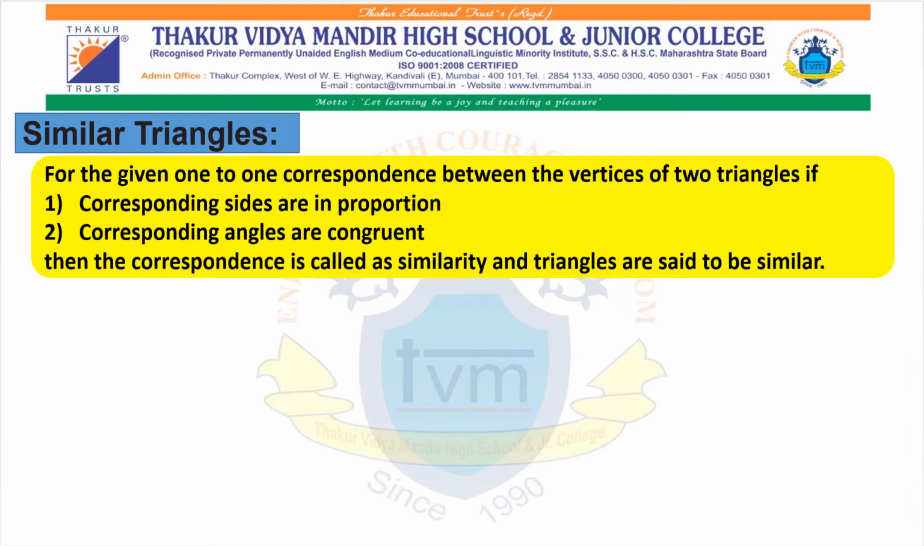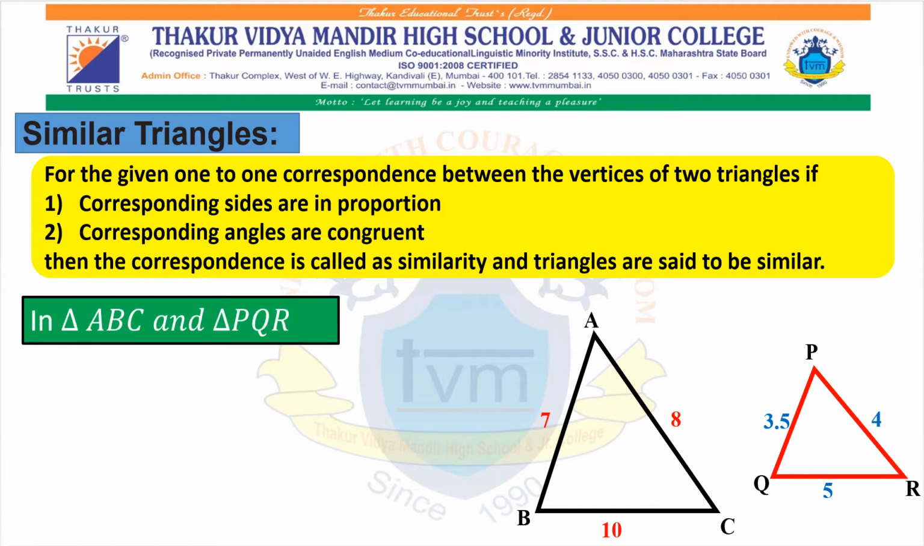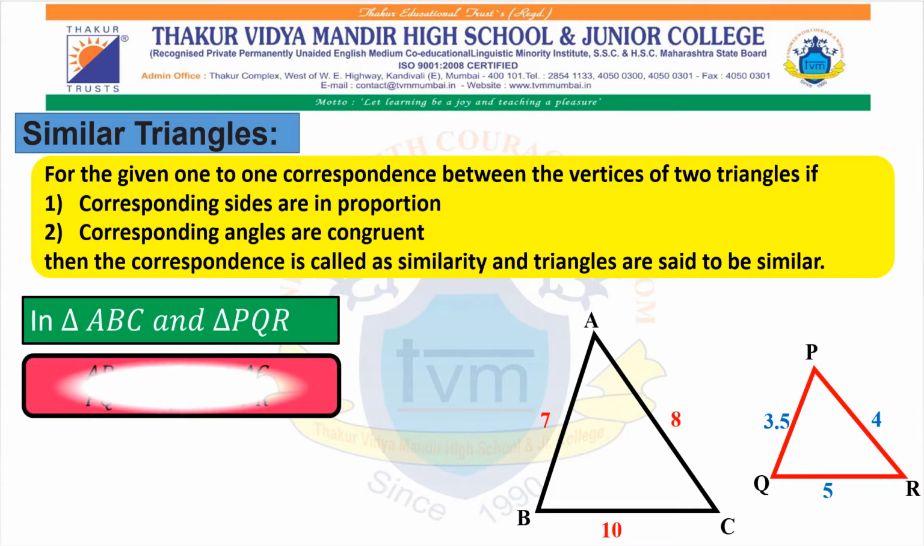Let us see this in the two triangles, triangle ABC and triangle PQR. You can see on your screen the two triangles: ABC with lengths of the sides as 7, 8 and 10, and triangle PQR with lengths of the sides as 3.5, 4 and 5. So if you compare the ratio of the sides AB and PQ, that is 7 and 3.5, 7 upon 3.5 will be 2:1, correct?